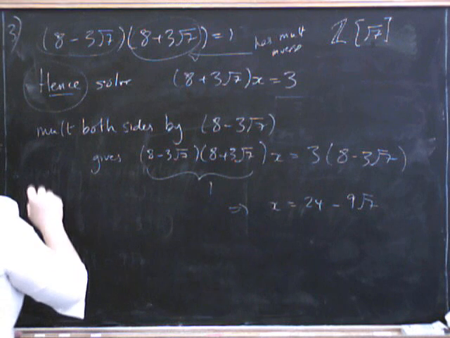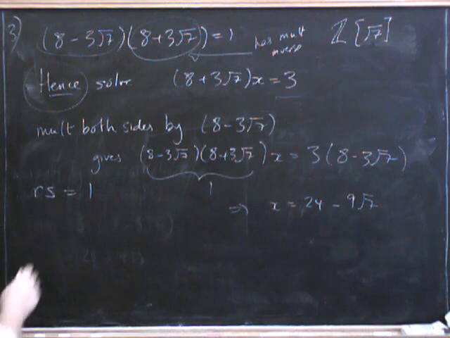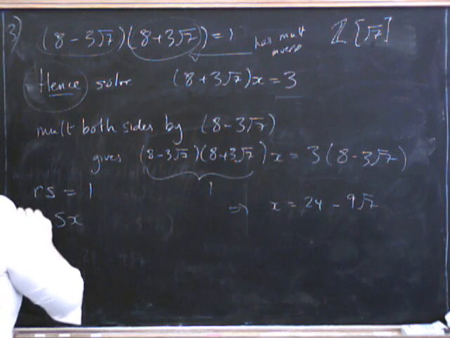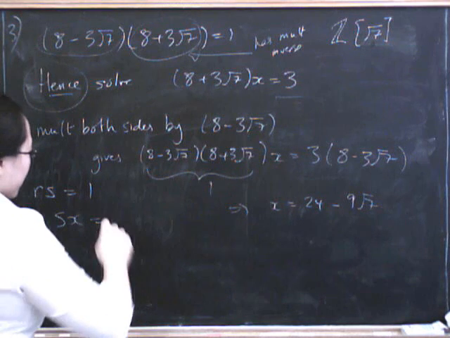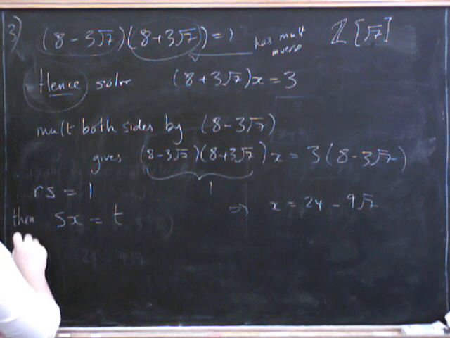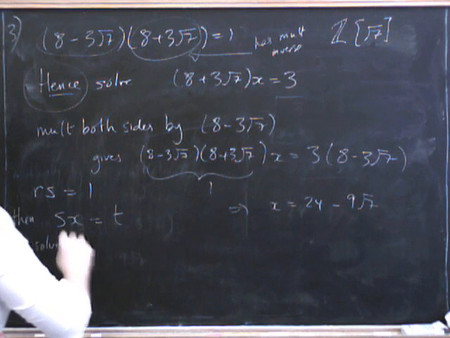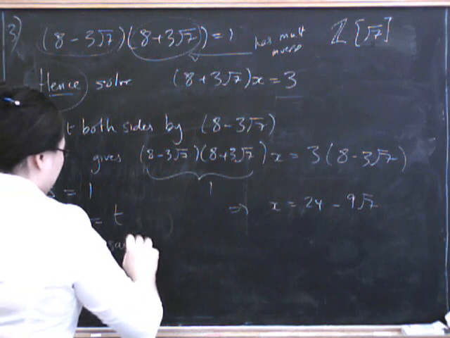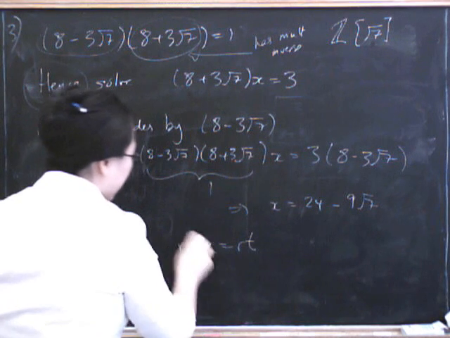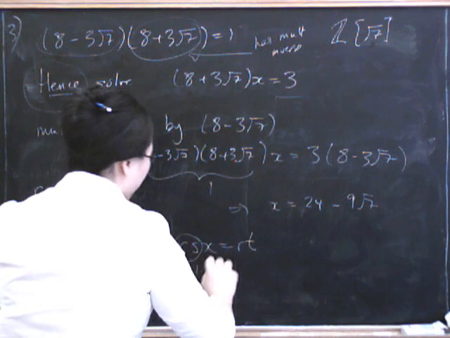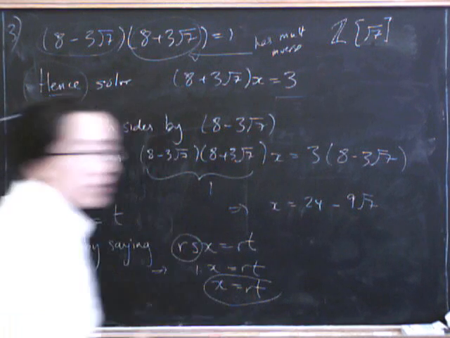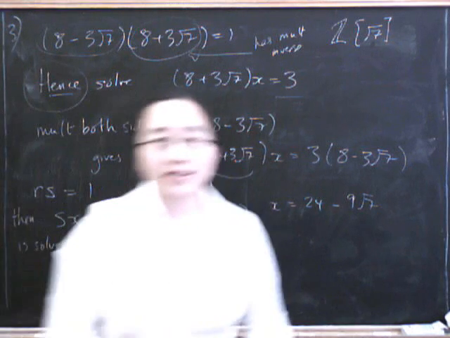In general, we had rs equals 1, right? So if we're asked to show that sx equals some other thing like t, then we can solve this by multiplying on the left by r. Is solved by saying rsx equals rt. This bit turns into a 1, so we get 1 times x equals rt, and the solution is therefore x equals rt. And that's the end of question 3.